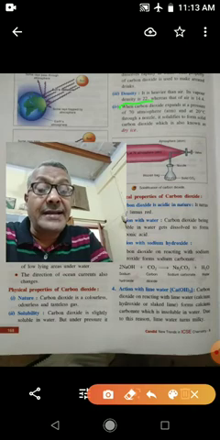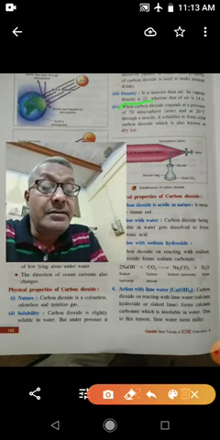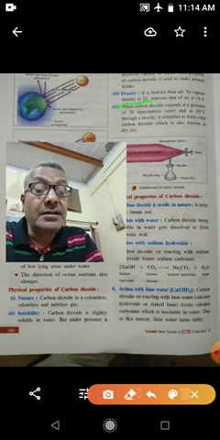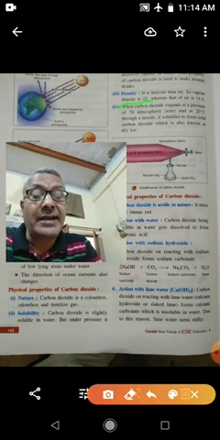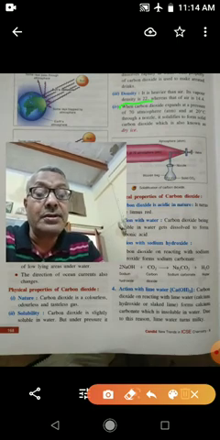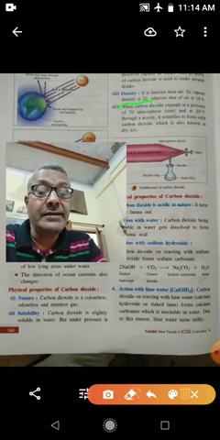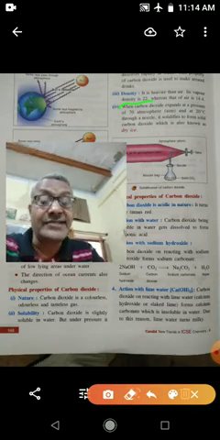Children, carbon dioxide gas when brought at low temperature and high pressure, then carbon dioxide changes into solid, and this solid carbon dioxide is called dry ice. So children, you have to keep in mind dry ice is solid carbon dioxide. It is produced by the process of solidification of carbon dioxide.